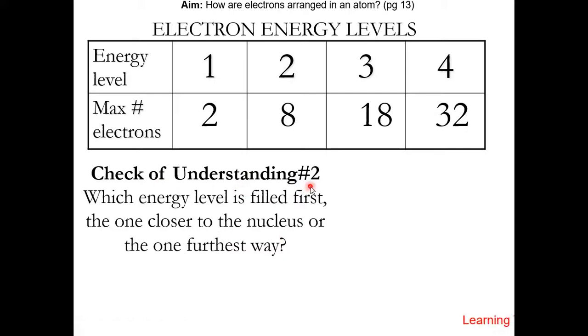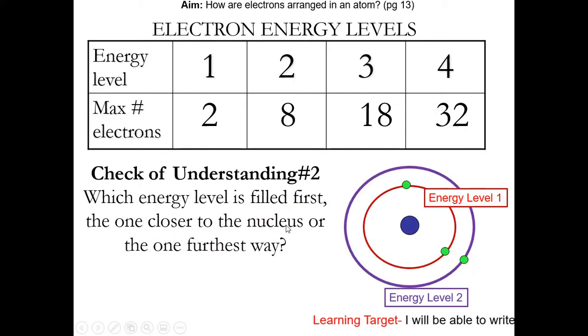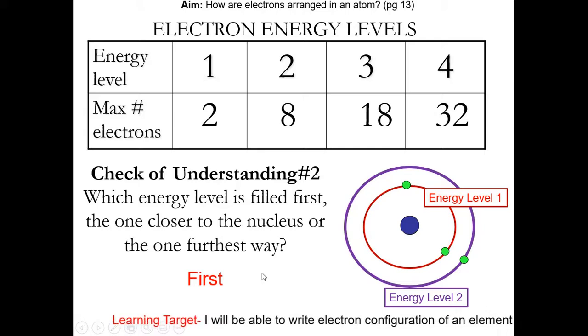Check of understanding number 2. Which energy level is filled first? The one closer to the nucleus or the one furthest away? So here is a picture. You might guess it's the one that's closer to the nucleus, all right? So remember theme number 2, opposites attract, okay? So you're going to fill the inner energy levels first. Then you're going to branch off from there.